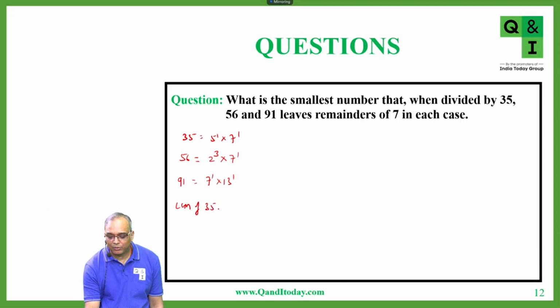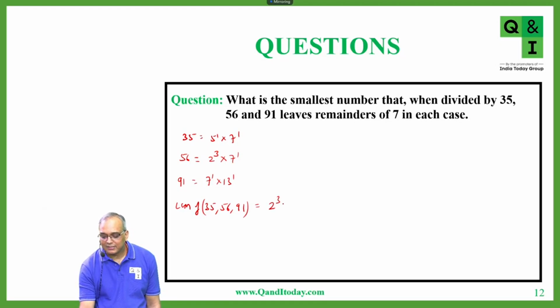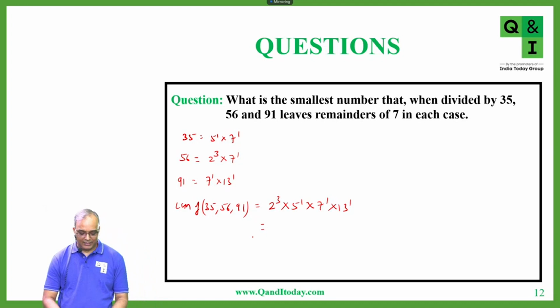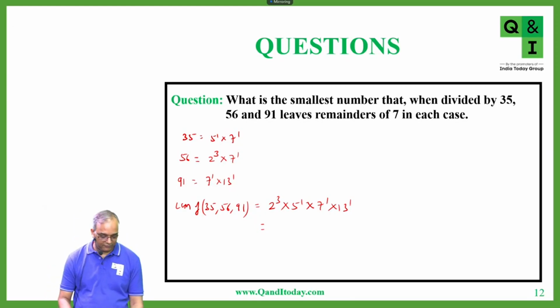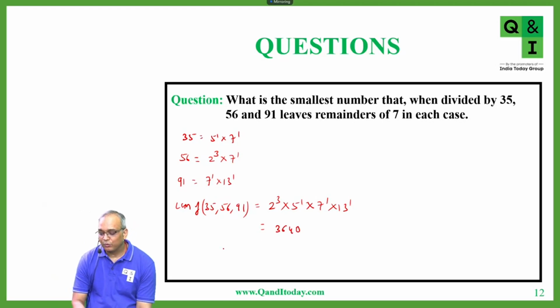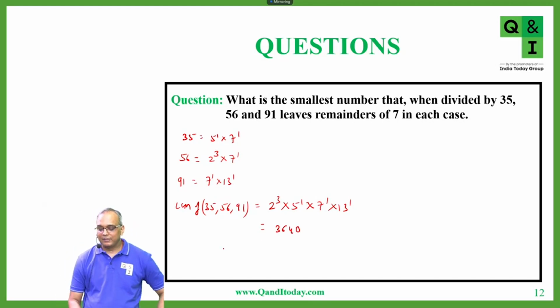So LCM of 35, 56, 91 is equal to all the factors with highest power, 2 cube, and then 5 to the power 1, 7 to the power 1, and 13 to the power 1. So we have 8 times 5 is 40 into 7 is 280 into 13. So we have 3640. So 3640 is the LCM of these numbers.